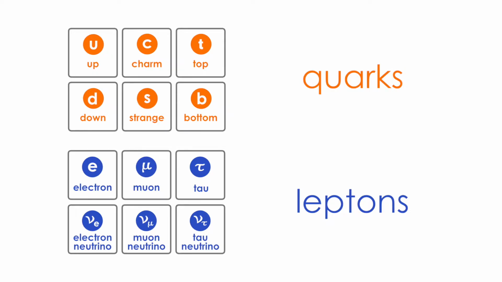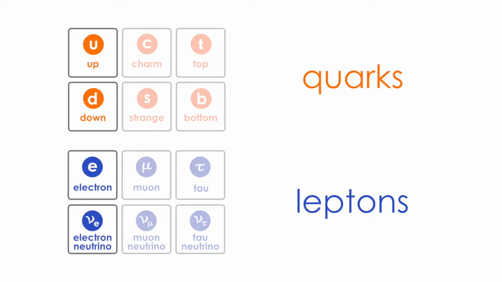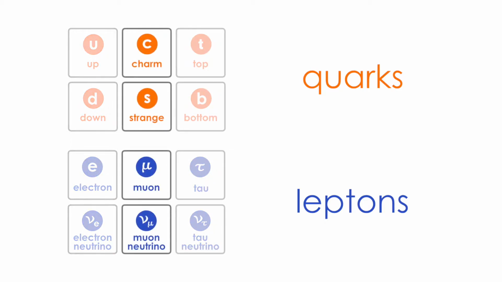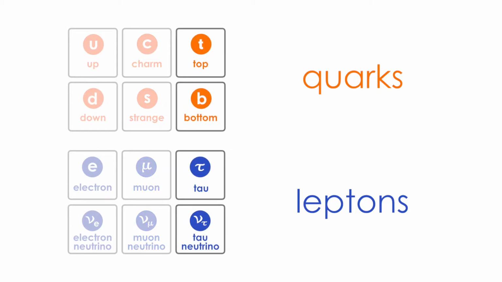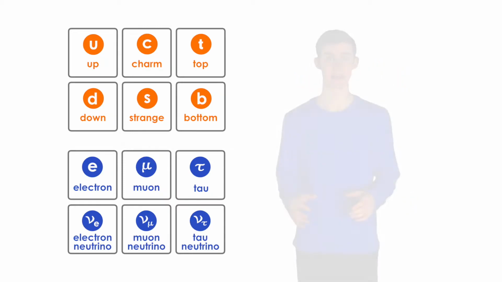Particles in the same row of the table have very similar properties. The columns are called generations 1, 2, and 3. Particles in the first generation are the lightest. Particles in the second generation are more massive than their first generation analogs, and particles in the third generation are even more massive. As far as we know, these 12 fermions are the only fundamental matter particles.